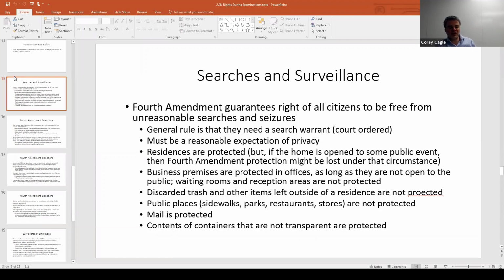Waiting rooms and reception areas are not protected. Discarded trash and things left outside of a residence are not protected. Public places, sidewalks, parks, restaurants, and stores are not protected. Mail is protected. Contents of containers that are not transparent are protected. So you kind of get the idea here. You get the theme for when you would and would not need a search warrant.